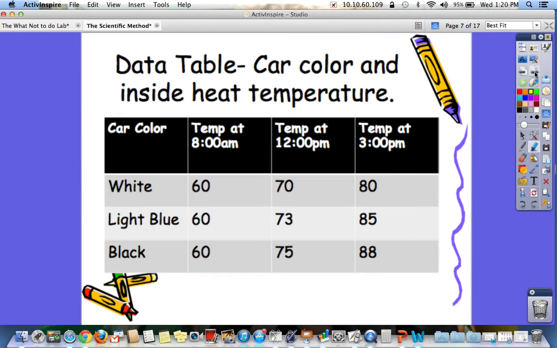Here's an example of a data table that you might have collected the information on the car color with the heat.